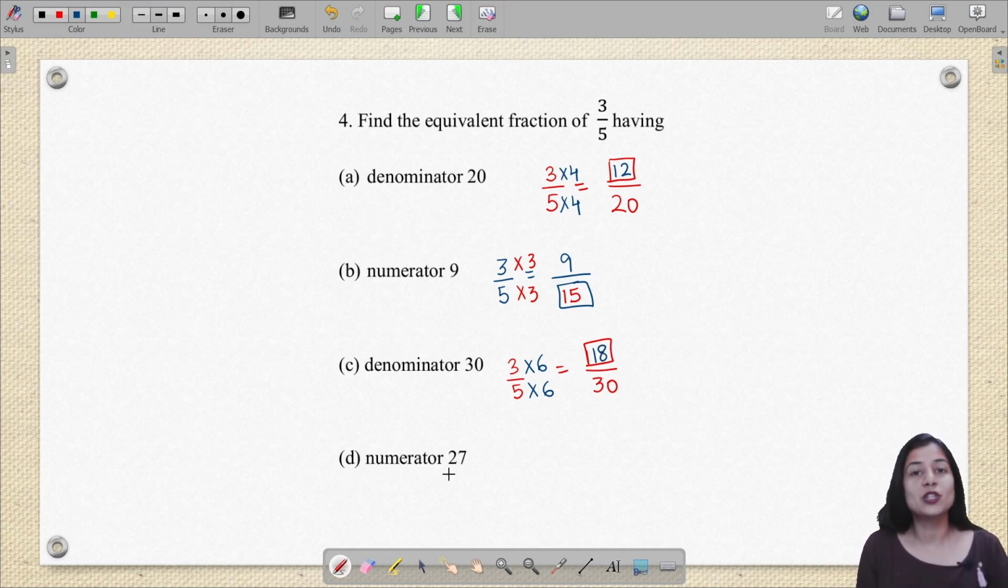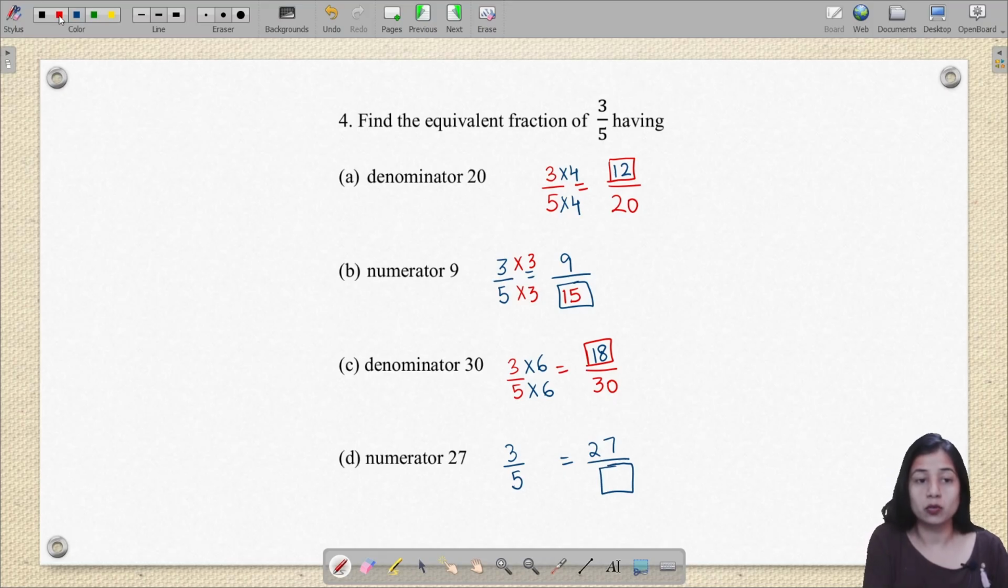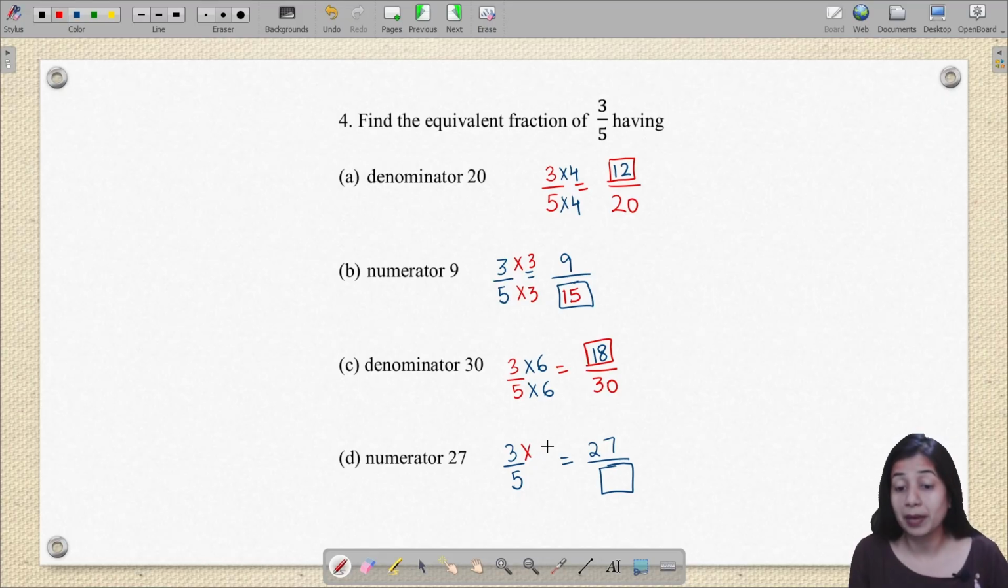Now D part is numerator 27. So 3 by 5 is equal to 27 and we have to find the denominator. Observing the numerator, we can clearly see that 3 multiplied by 9 gives us 27. So we will multiply the denominator also by 9, giving us 45. So the equivalent fraction is 27 by 45. I hope everyone is clear about it.